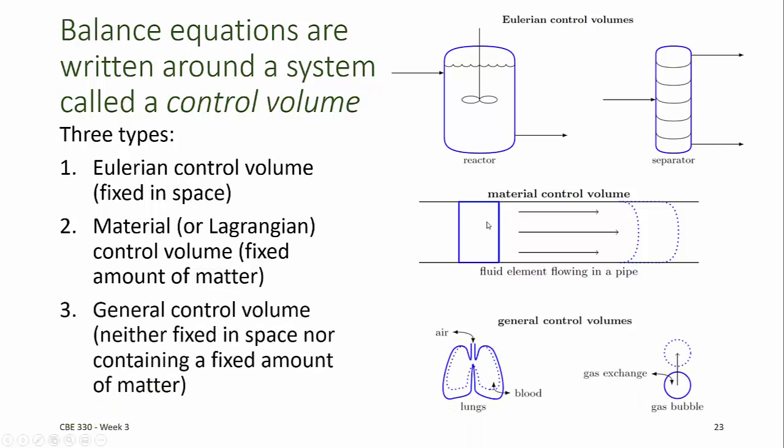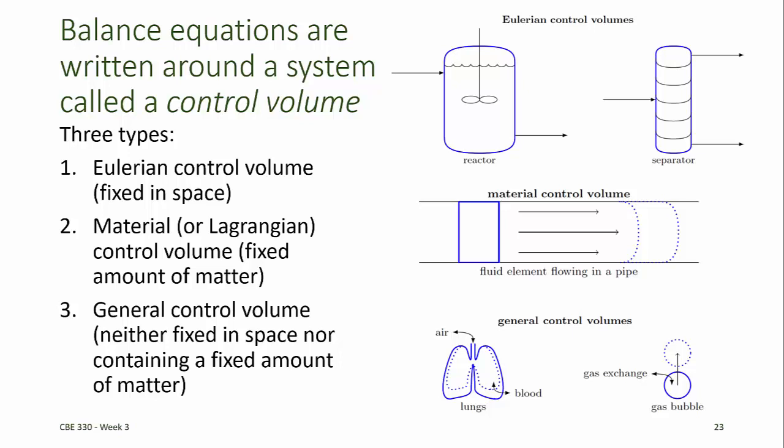The third type is a general control volume that is neither fixed in space nor containing a fixed amount of matter. Nonetheless, the general control volume is still useful, typically because the control volume itself can be easily defined by some interface representing a bounded volume. For example, we might consider the lungs of an organism to be a control volume. The lungs are not fixed in space. Their size may change as the organism inhales and exhales, nor do they contain a fixed amount of matter. Air enters and leaves the lungs, and blood enters and leaves the lungs through blood vessels.